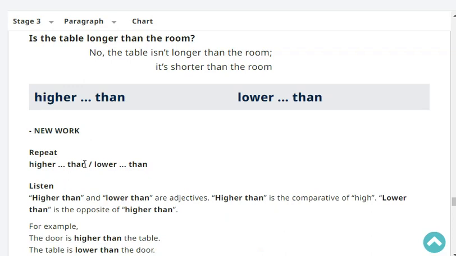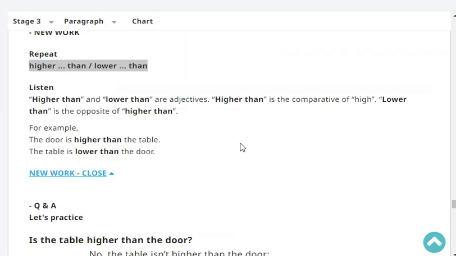Okay, repeat. Higher than. Lower than. Very good. Okay, listen. Higher than and lower than are adjectives. Higher than is the comparative of high. Lower than is the opposite of higher than and the comparative of low. For example, let's say the door is higher than the table, and the table is lower than the door.